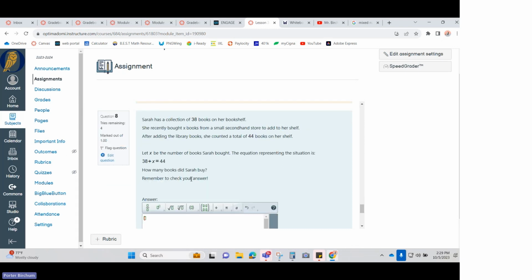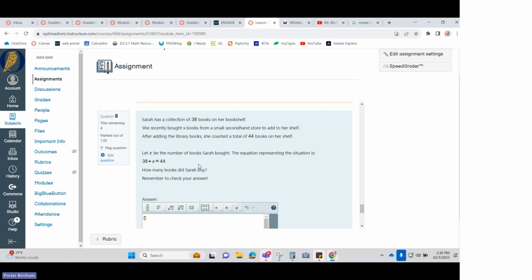Okay, last question. Word problem alert. Sarah has collected 38 books on her bookshelf. She recently bought X books from a small secondhand store to add to her shelf. After adding the library books, she counted a total of 44 books. Let X be the number of books Sarah bought. The equation represents the situation: 38 plus X equals 44. Phew, it gave us the equation. That's nice. That was a scary part. Thought we were going to have to build it.